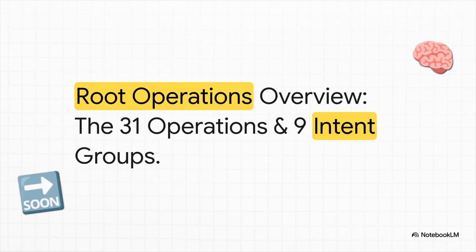Next up in this masterclass is part 19, and trust me, it is a massive one. We are finally going to tackle Character 3, the root operations overview. We'll be looking at all 31 operations and the 9 intent groups. I want to leave you with a provocative question to chew on before our next lesson. How does the fundamental intent of a surgeon, like whether they're taking out some of a body part versus just altering its root, completely change your coding trajectory?